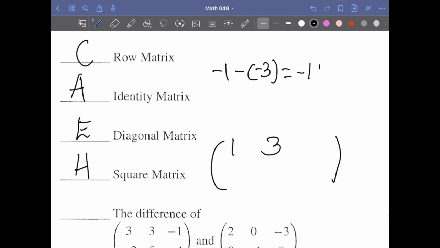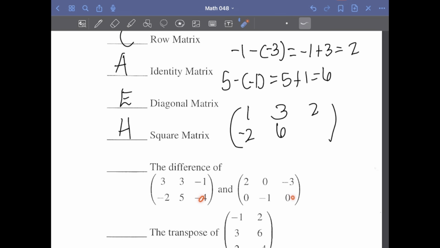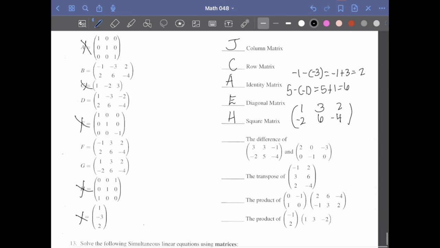That's equal to negative 1 plus 3, that's 2. Negative 2 minus 0 is negative 2. 5 minus negative 1, that's 5 plus 1, it's equal to 6. Negative 4 minus 0 is negative 4. Okay, so that would be 1, 3, 2, negative 2, 6, negative 4. That's G.